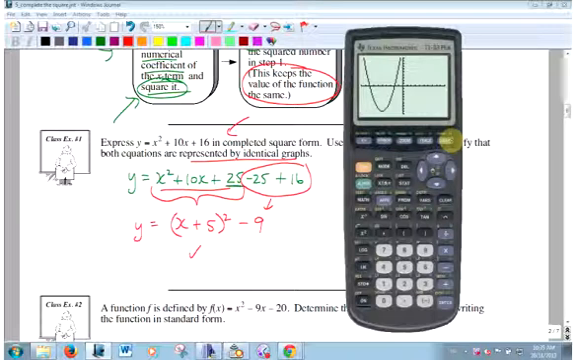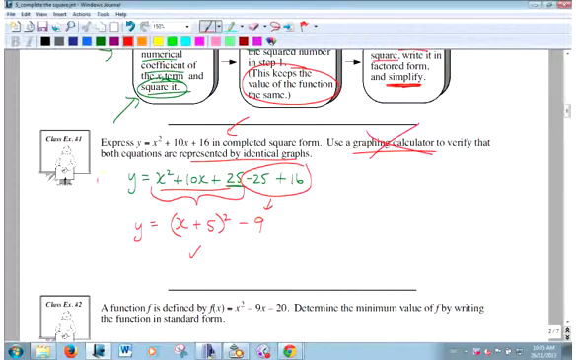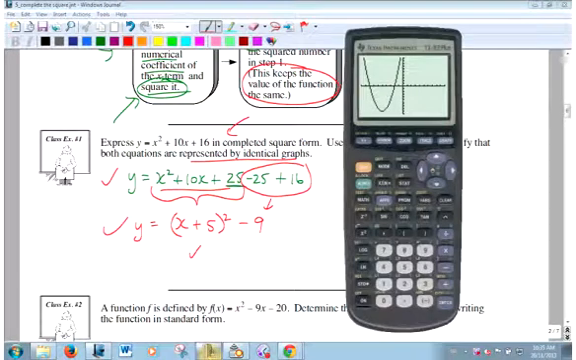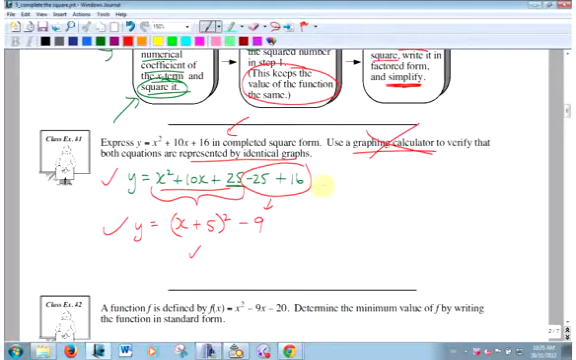How many graphs do I see? Okay, it's right. I've graphed both of these. They're just right on top of each other, which means I did it right. So can you check this if you have a graphing calculator? Yes, you can. This is the same as that. Identical. Has the same zeros, same roots, same a value. What is a? A is 1. Does it open up or open down? They're both positive. Open up. Okay, it's identical.